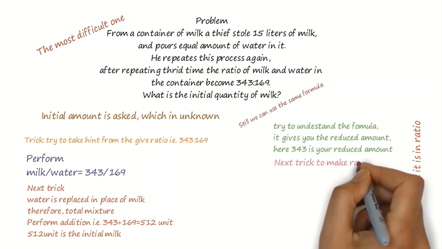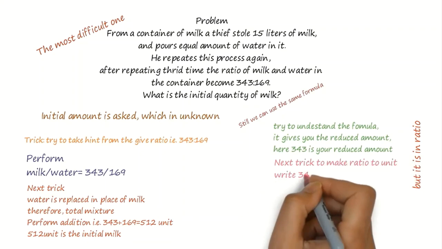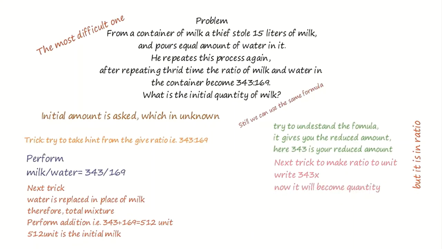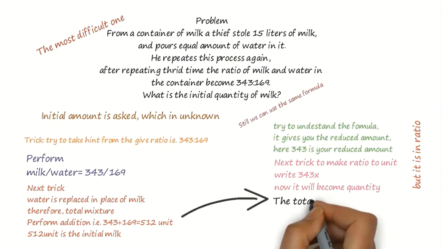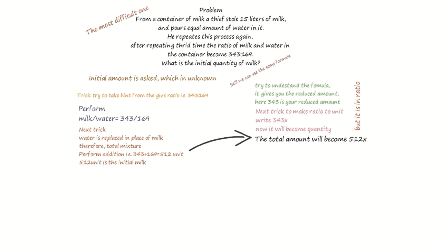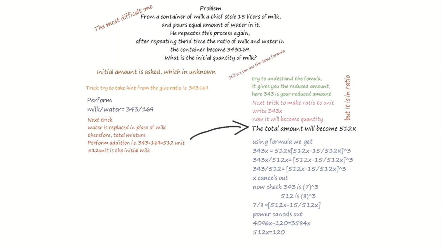That is, we can write 343x. Now 343x can be considered as the reduced amount, and we already know the total amount is 512x. So using the same formula, we get 512x, which is the initial amount, equal to 120. So look at this calculation carefully. We started our calculation with 512x and ultimately we get 512x as 120. So 120 is the initial amount of milk.